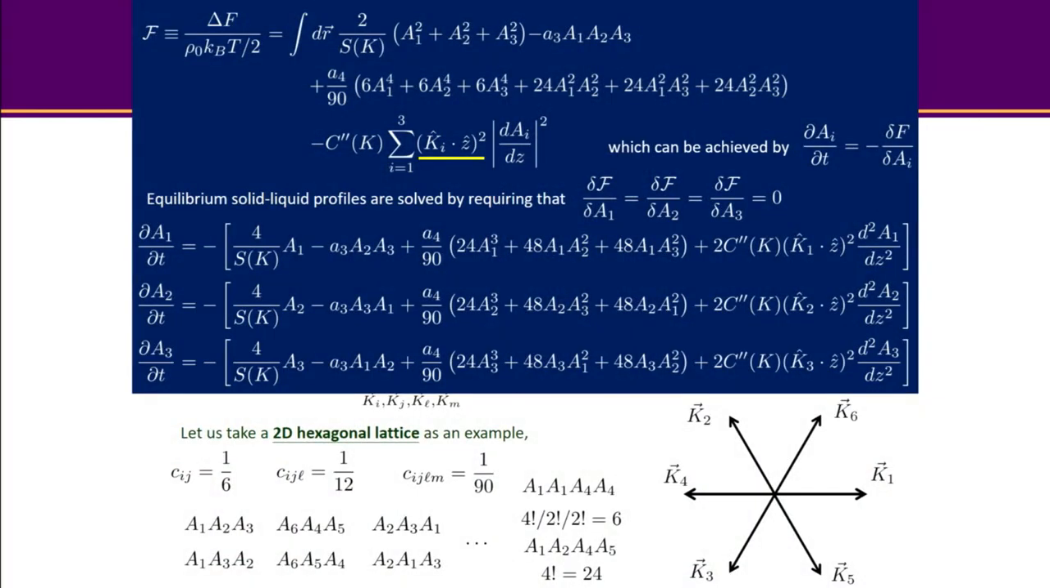Let me see. I didn't say that, but I think it's so. Yeah, z actually. I'm using the z direction as my interface normal. So here is k dot z. So 0 degree means z is in this direction, right? Zero degree means it is parallel to k1.